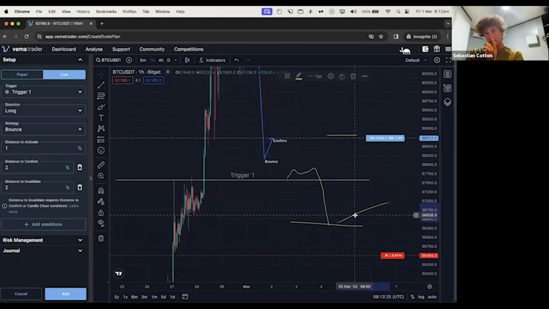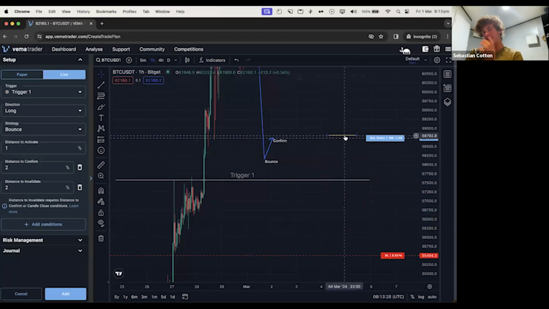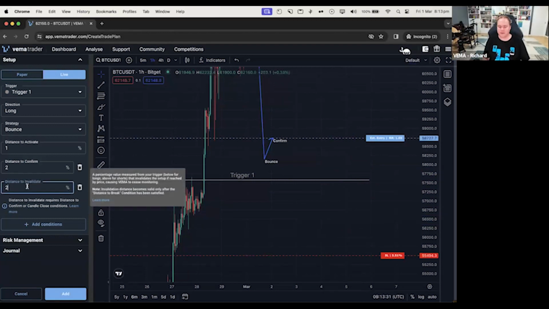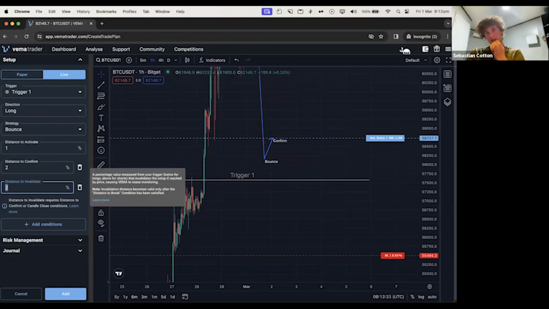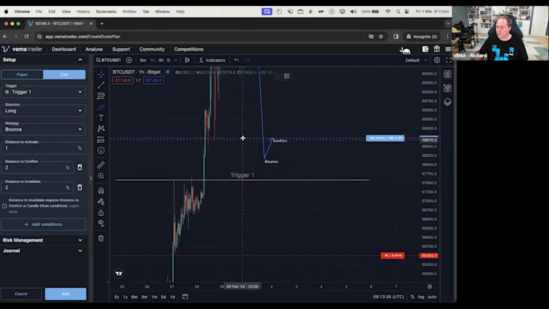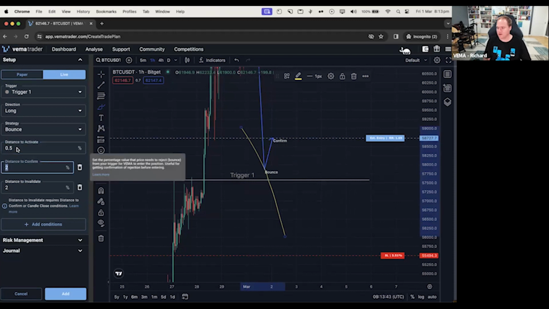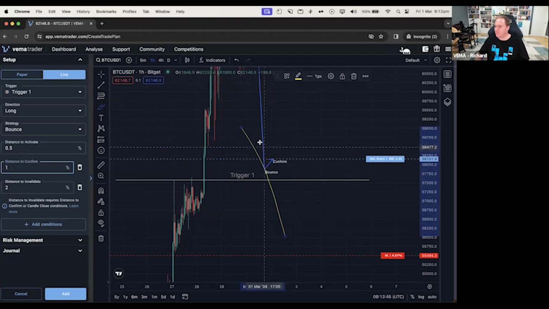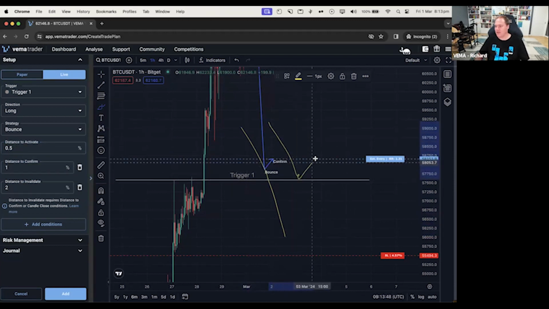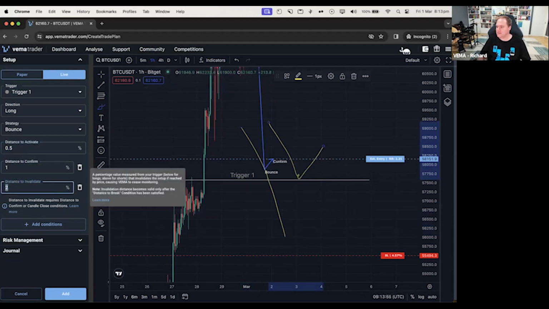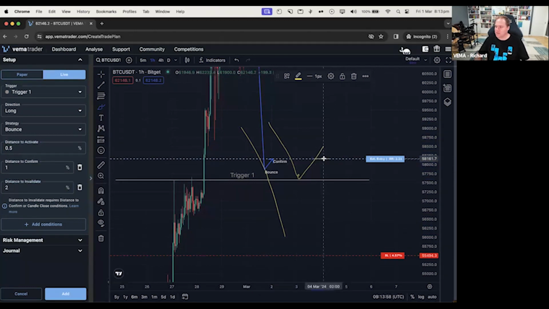So the distance to invalidate will only kick in if it had entered the trade, eh? No. Obviously if it hadn't bounced off the trigger, it wouldn't have entered anyway. The distance to invalidate will only work if the trade has not entered yet. If you had this setup, a distance to activate of 0.5 and a distance to confirm of 1, and price was to come down, activate, and then confirm, I mean, look where my stop loss is. It's 4.5% away, but my distance to invalidate was 2%. So in this case, I'd now be in a trade right here. Sorry, a little bit further back right there.